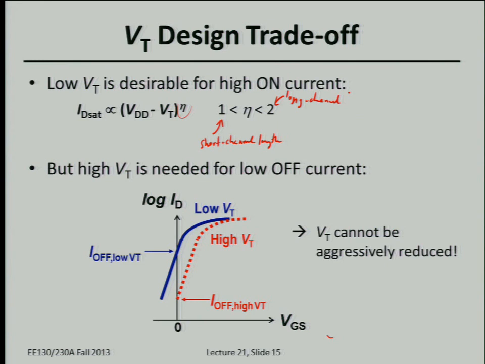Okay, so for high performance applications, where it's more important to have high speed rather than low power, we can tolerate a lower threshold voltage and higher leakage. But if you really just care about low power applications, then you need to operate with higher threshold voltage, so you don't waste power when the circuit's not doing anything.